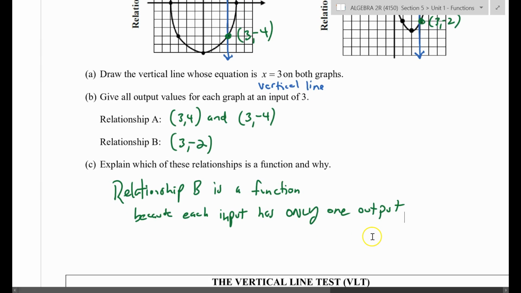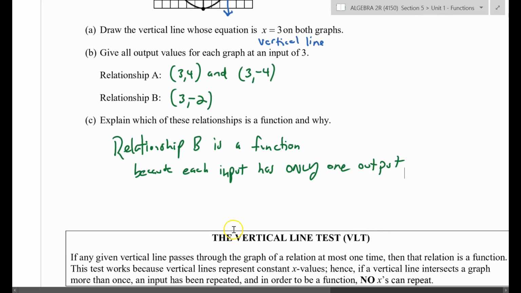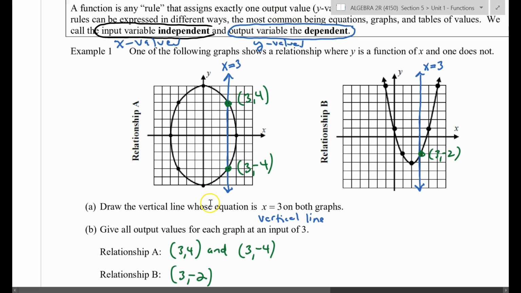Now, happens to be that we have this test. It's called the vertical line test. And the vertical line test is super easy to do, isn't it? Because what do I do? I draw vertical lines anywhere on my picture. And if I can cross my graph more than once, it is not a function. It is no longer a function. But if I can only do it once, it is a function.